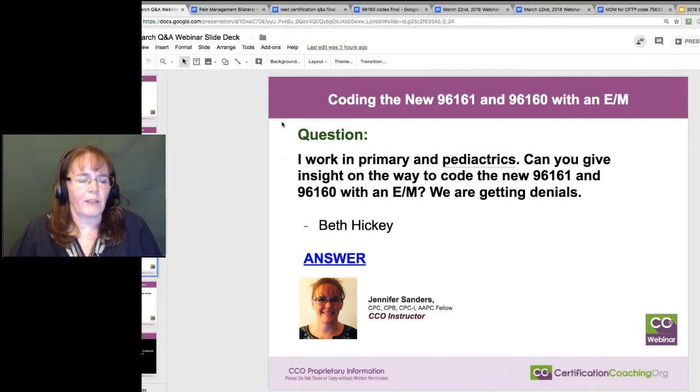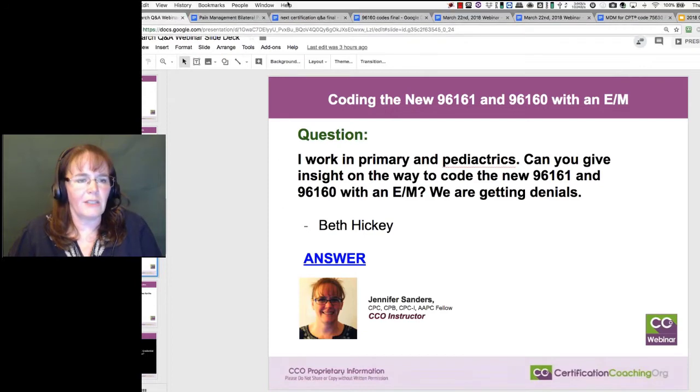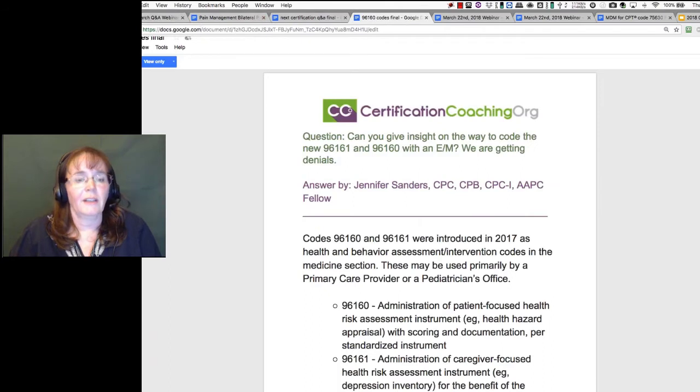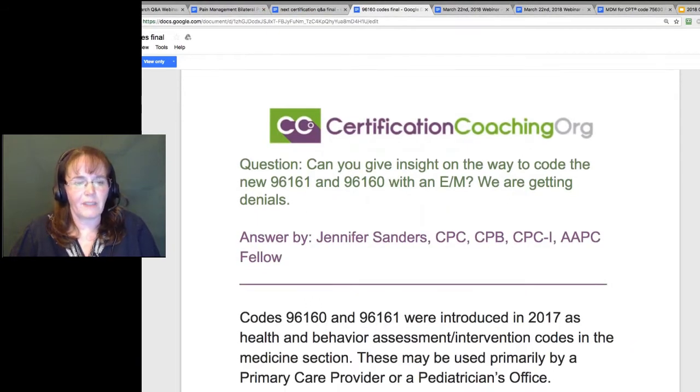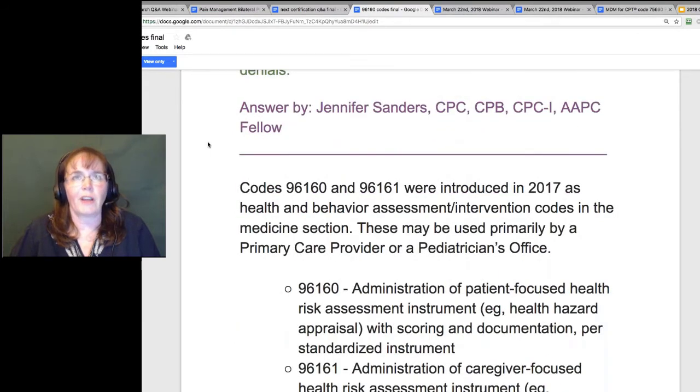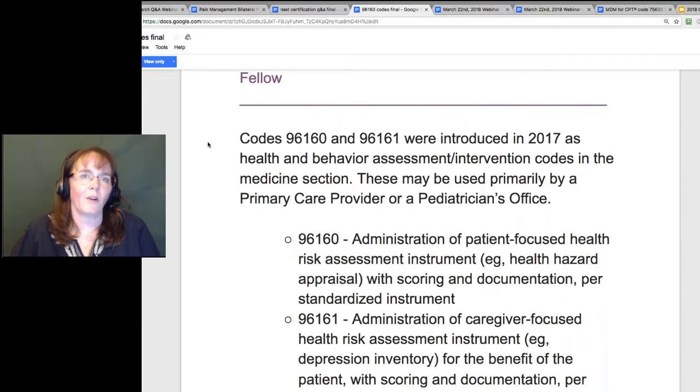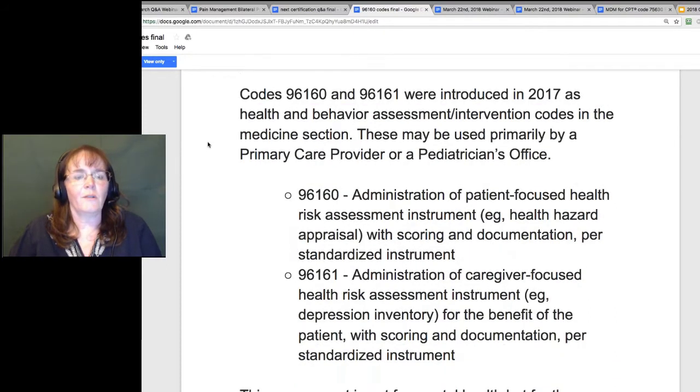96161 and 96160 were codes introduced in 2017. They're, of course, in the medicine section, and they are behavior and health assessments. So they are primarily used in primary care, pediatrics. You may use them in an OB office as well. So 96160 is the administration of a patient-focused health risk assessment instrument, such as a health hazard appraisal, with scoring and documentation per the standardized instrument.